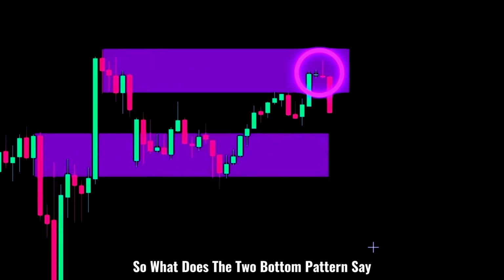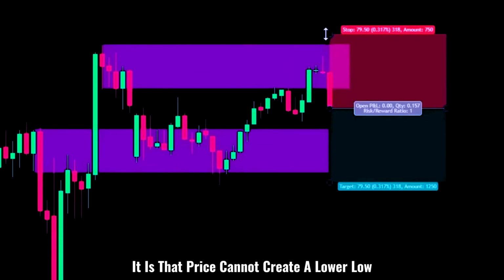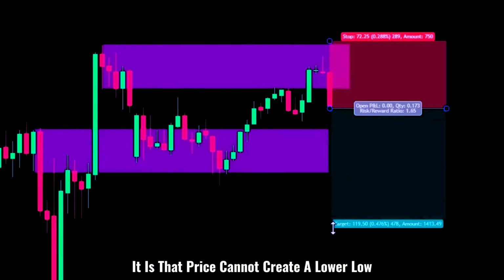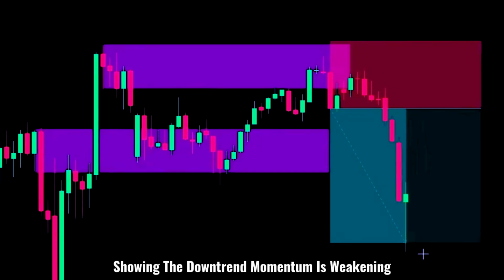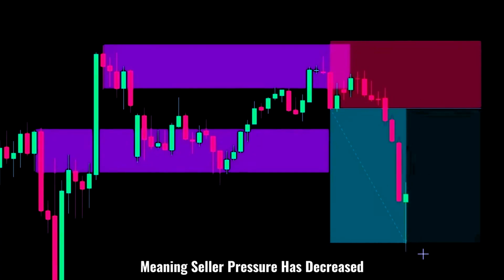So, what does the 2 bottom pattern say? From a price action perspective, it is that price cannot create a lower low, but instead touches the same bottom level, showing the downtrend momentum is weakening, meaning seller pressure has decreased.